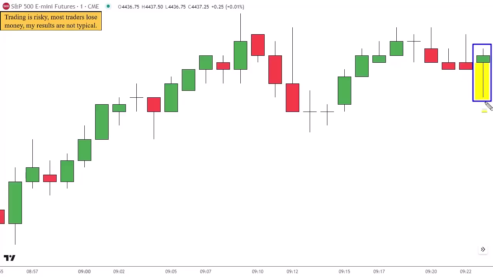Okay, but what's the difference between this pattern and the one before it? So the one bar is the same. The difference is what precedes it, what comes before it. We are in an uptrend. I'm not looking for a trend reversal. What I'm looking for is just a reversal of the retrace in a trend.